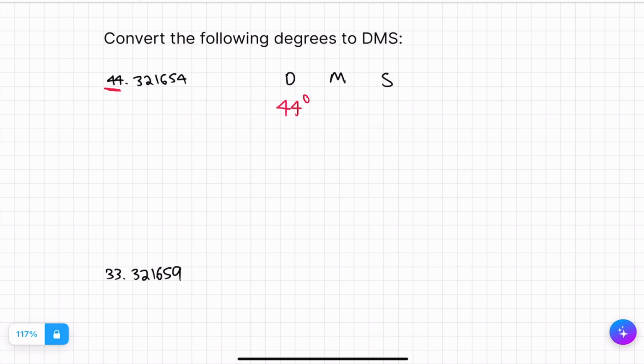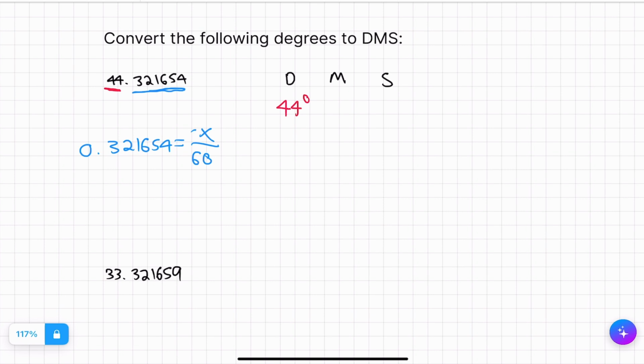Now comes the slightly trickier part. We need to take everything behind this decimal and multiply it by 60. Why do we do that? If you remember from before, to add minutes, we had to add them by placing them over 60. We don't know what the minutes are yet, so we can represent them with x over 60. And we'll set that equal to our decimal of 0.321654.